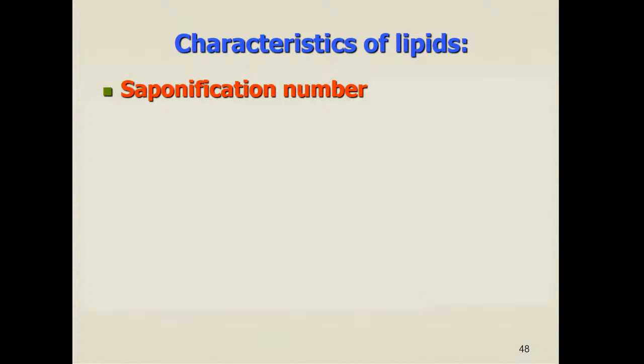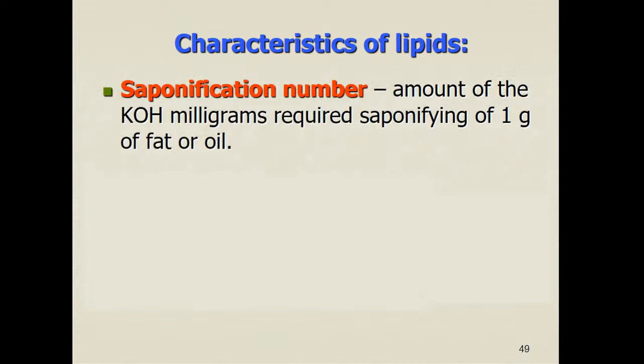So there are a few characteristics of lipids. The first one is the saponification number. It's the amount of solid potassium hydroxide, in milligrams, required for saponification of 1 gram of fat or oil. So the saponification number really shows the number of ester bonds. That helps us understand the percentage of triglyceride in this lipid, because it's not 100% one triglyceride. As you saw, they mainly consist of a certain triglyceride, but definitely not 100%.